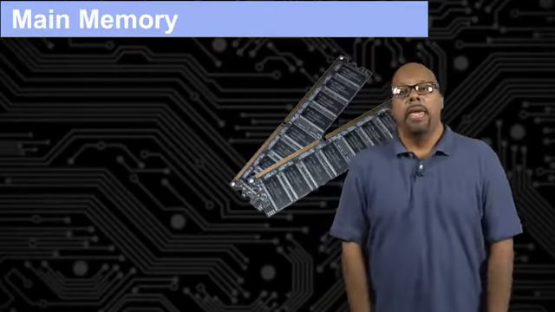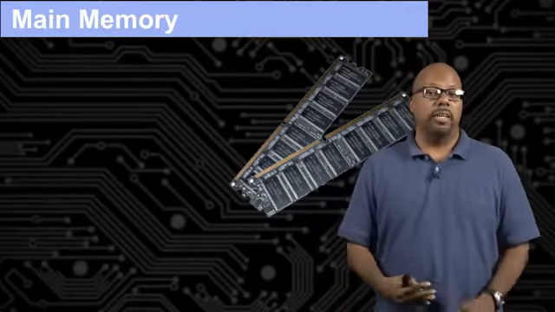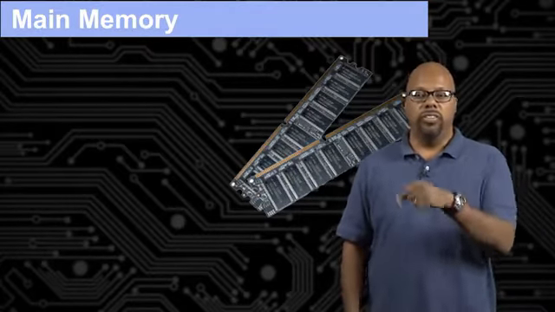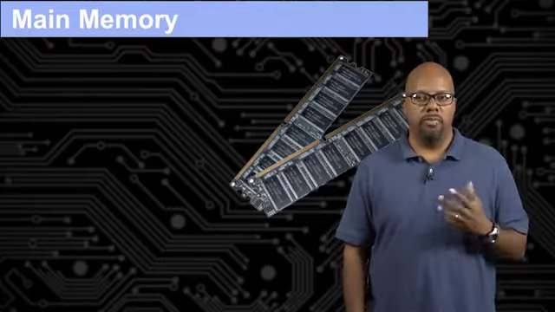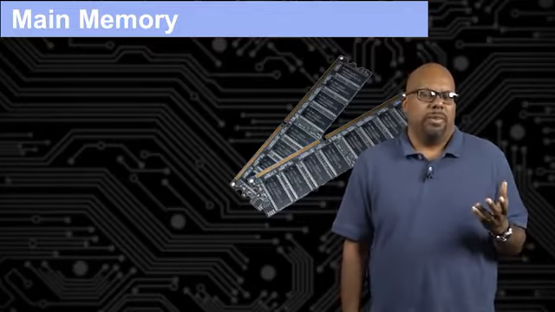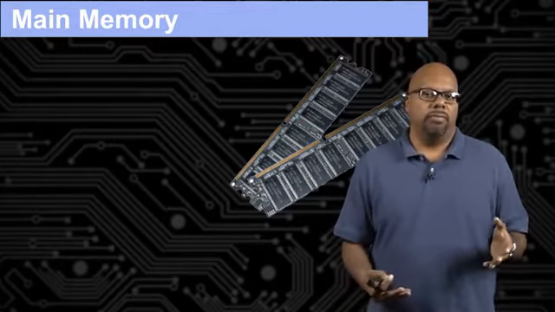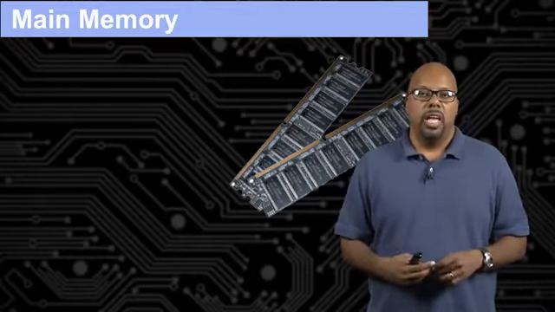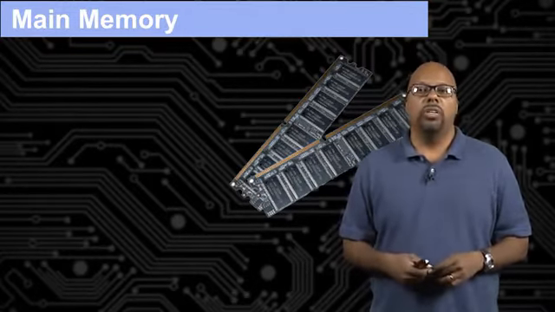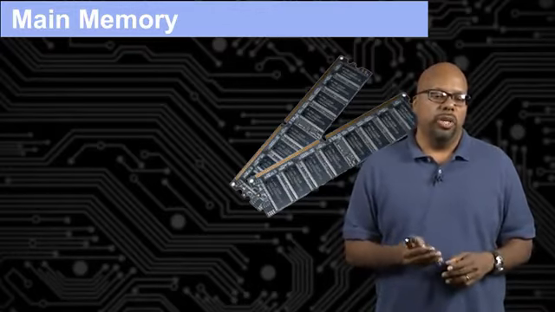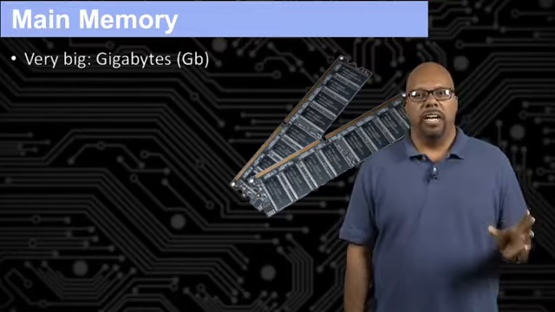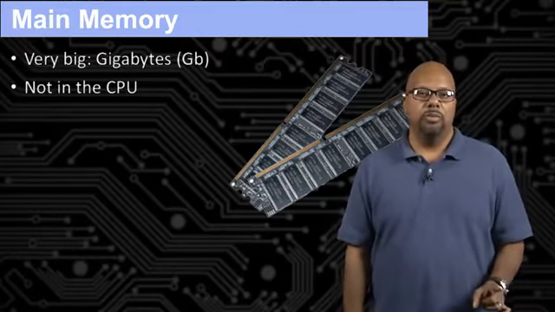Now then there's also main memory. Main memory is like cache, except it's bigger and cheaper and slower. So you can see the pictures right there of main memory. That's a typical main memory. If you've ever taken your computer and installed memory into your desktop, you'll get something that looks like what you see in the picture. And you can plug it into a slot inside the board. So it's very big, gigabytes of memory, not in the CPU.